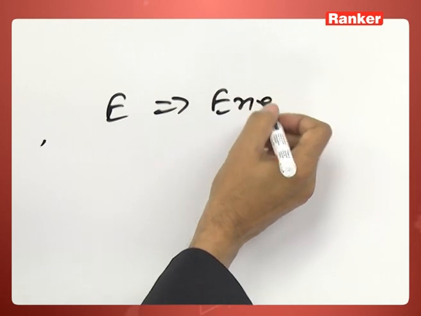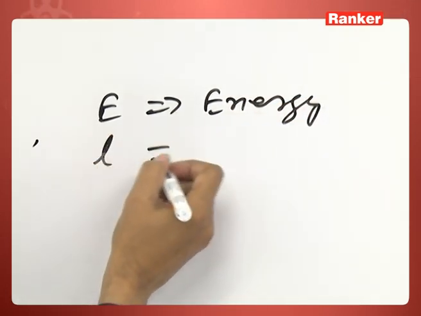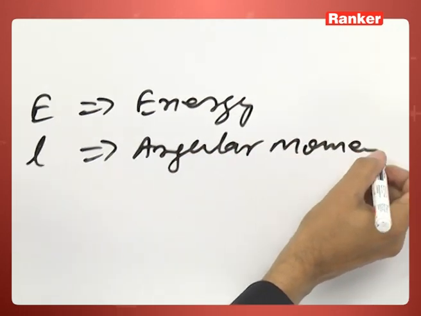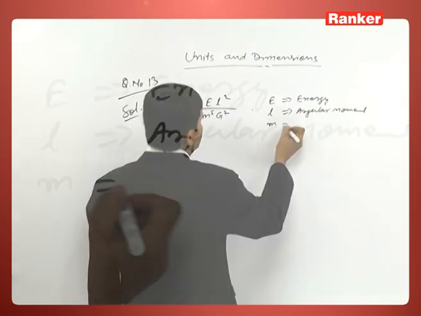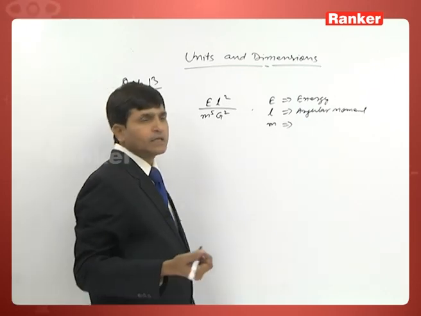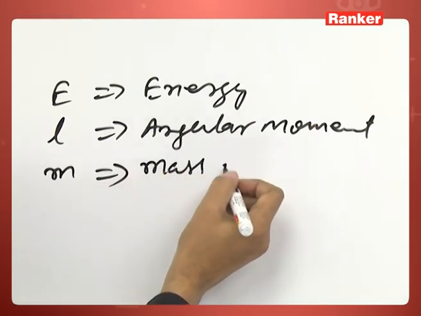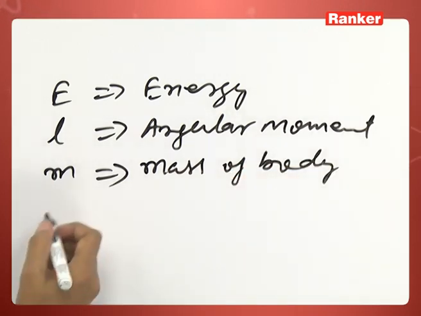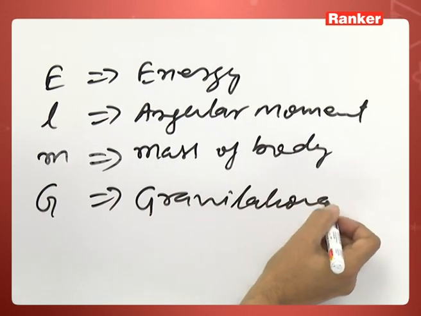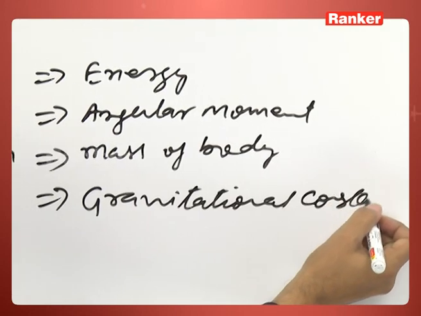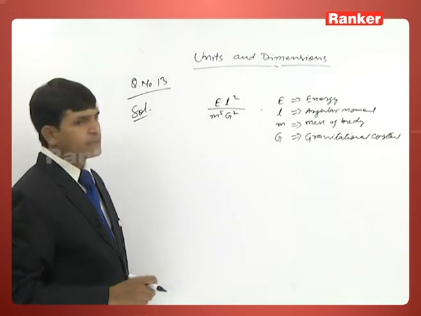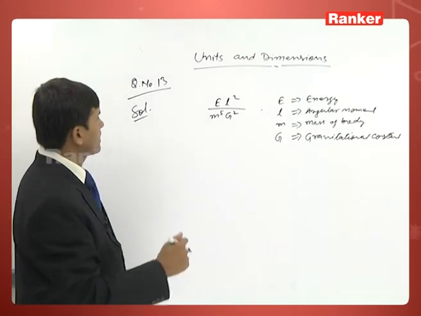E is energy, it is given. L is the angular momentum, this is also given. M is the mass of the body and G is the gravitational constant. M is mass of body, G is gravitational constant. Now, we have to find the dimension of this thing, energy.